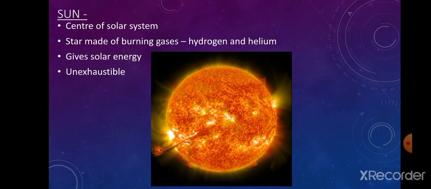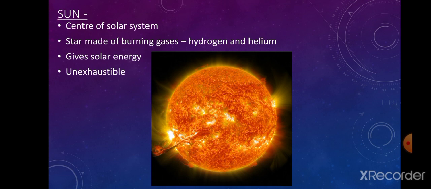Next, we have Sun. Sun is the center of the solar system, and it is 150 million kilometers away from the Earth. That is the distance between Sun and Earth. The diameter of Sun is 1,390,000 kilometers. Sun is a star, and it is made up of burning gases, that is hydrogen and helium gases.